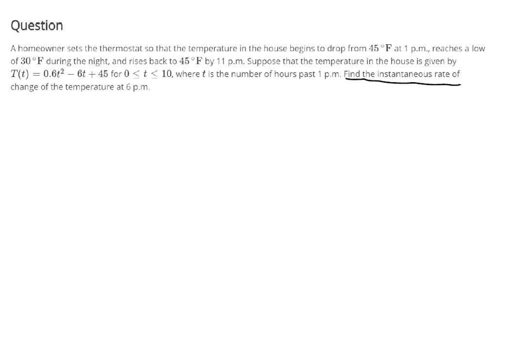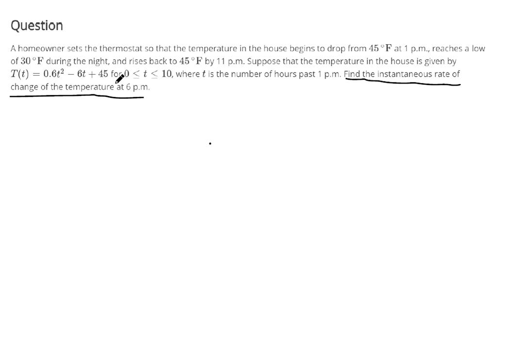With word problems, I like to look at the last sentence. We're supposed to find the instantaneous rate of change of the temperature at 6 p.m. So it depends on what they say T is. Homer sets the thermostat. The temperature of the house begins to drop from 45 degrees Fahrenheit, reaches a low of 30, and then rises back to 45 by 11 p.m.